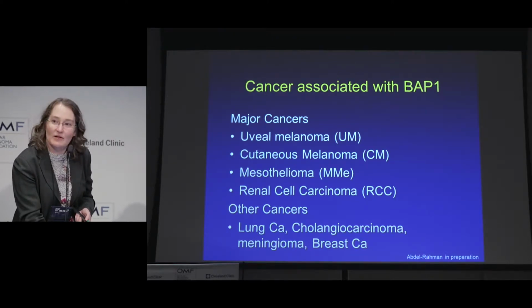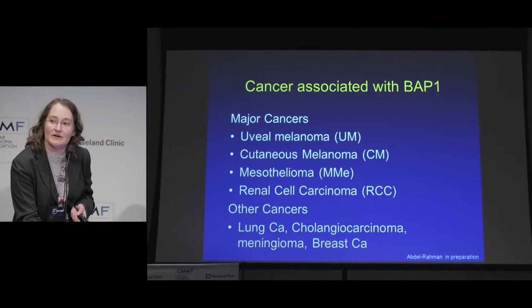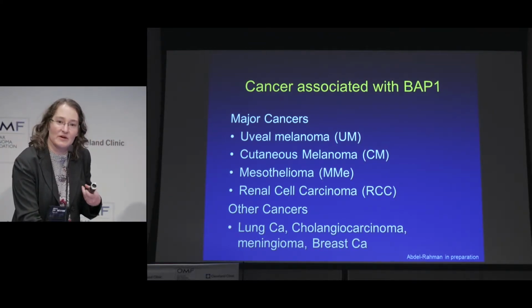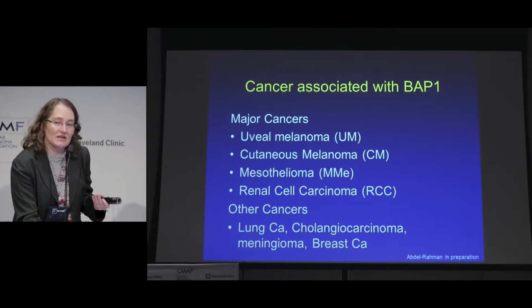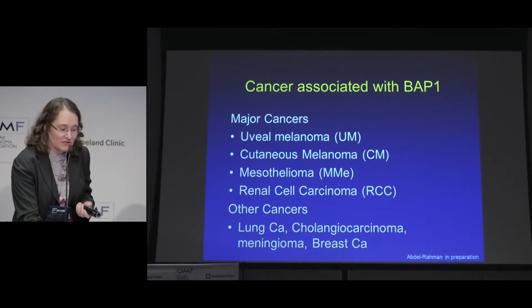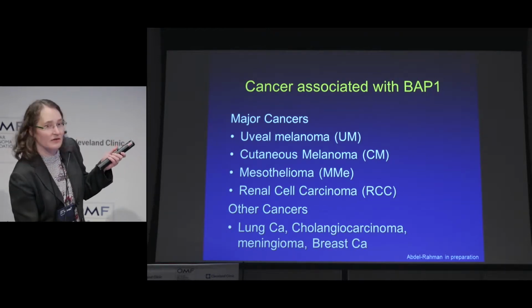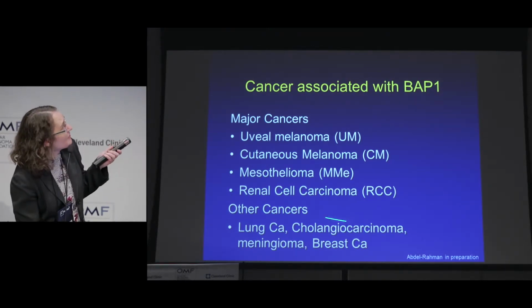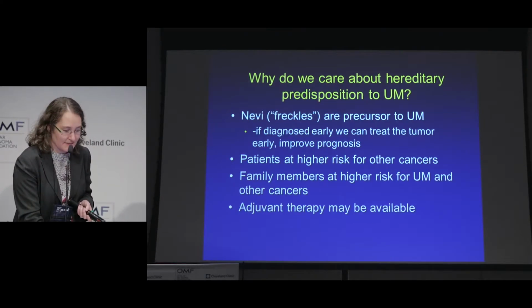One is uveal melanoma, another one is skin melanoma. Probably the other most common one is mesothelioma. You might have heard of that with asbestos exposure, but in these patients, many of them have not been exposed to asbestos. So it's just something that people can be predisposed to. Renal cell cancer, so kidney cancer. And then there are other cancers. These are some of the other cancers that we've seen and have been linked to BAP1 mutations.